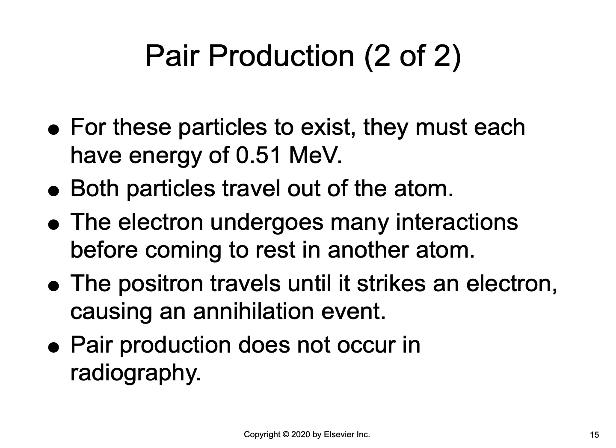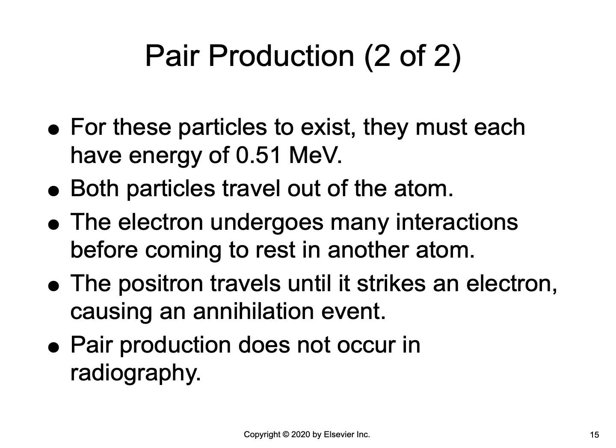All right, pair production again. For these particles to exist, they must have energy of 0.51 MeV, the energy equivalent of an electron. If the photon has energy greater than 1.02 MeV, the excess is shared between the two as kinetic energy. Both particles travel out of the atom.